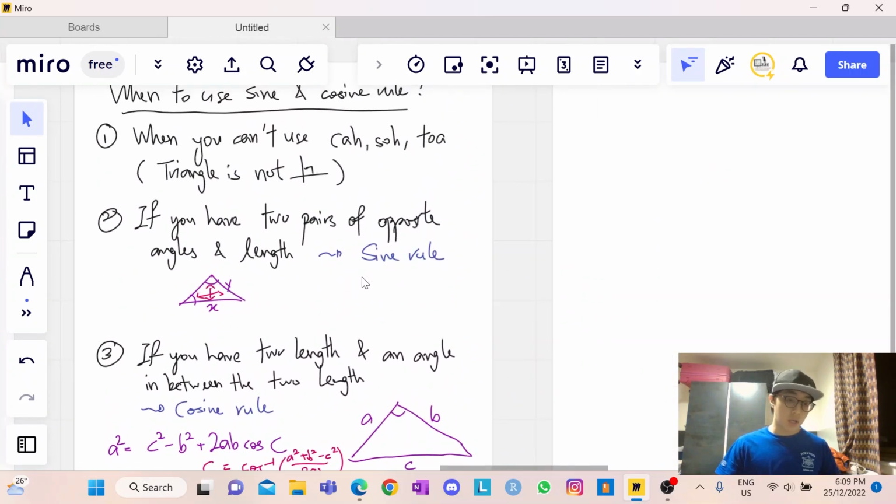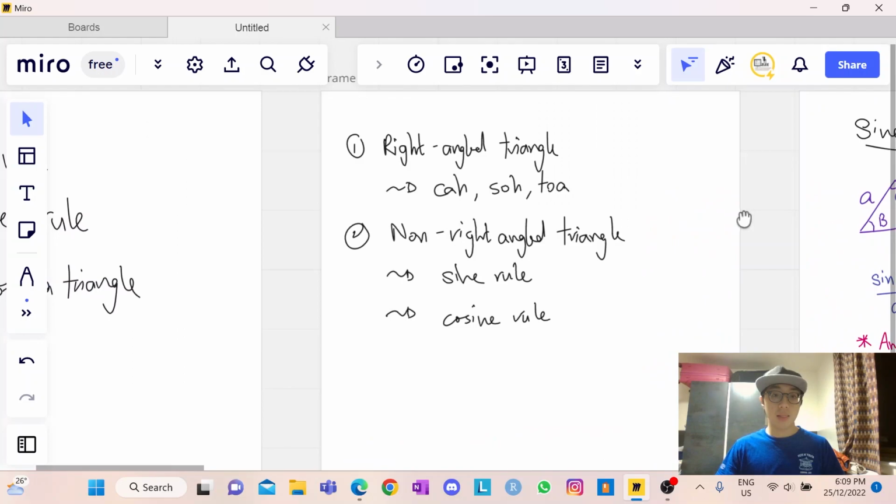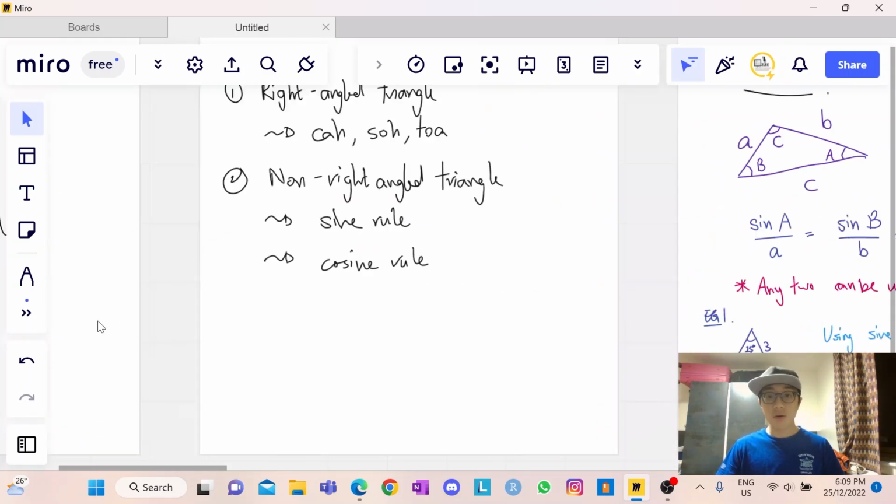So this is when you're going to use the sine rule and the cosine rule, and when you can't use the sine rule, what you will have to do. All right, so we are done with the first agenda, and let's move on to the second one, which is the area of a triangle.